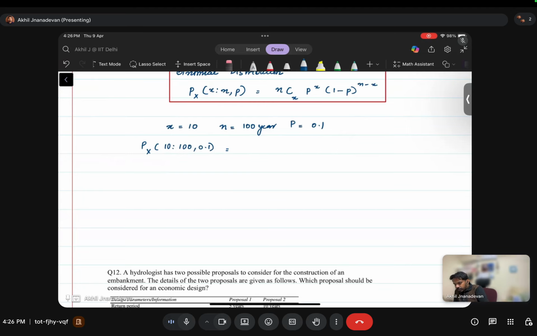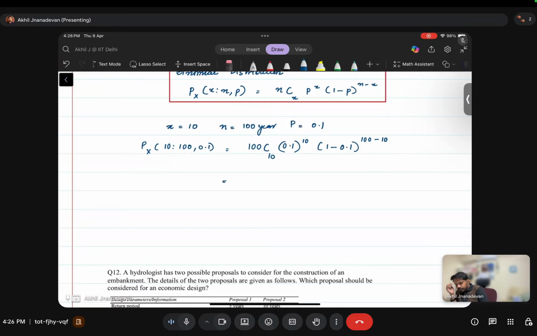Then it will be 100C10, 0.1 raised to 10, (1 minus 0.1), that is 1 minus p, raised to 100 minus 10. So you can solve this using a calculator.